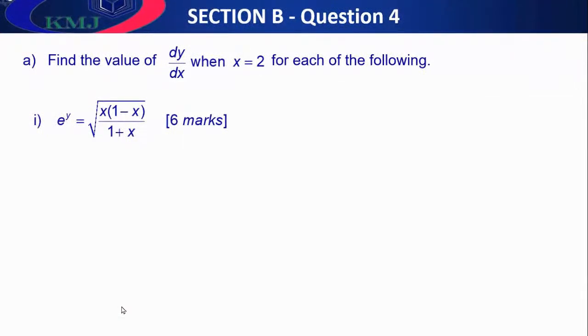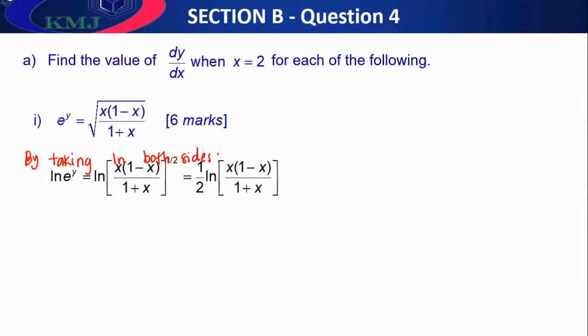Find the value of dy over dx when x equals 2 for each of the following. So you have the first one, number 4a. e to the power of y equals the cube root of x(1 minus x) over (1 plus x). How we want to differentiate this is by taking ln on both sides. Why do we put ln on both sides? Because we want to simplify the exponent here. So you will get ln e^y equals ln of the cube root of x(1 minus x) over (1 plus x).